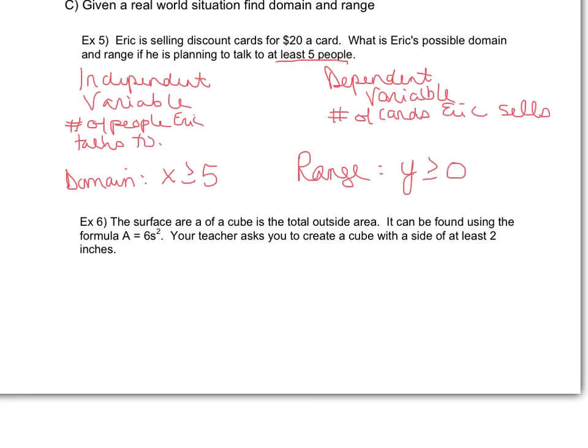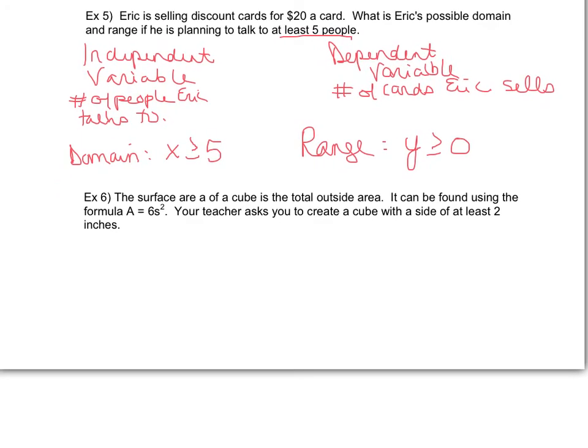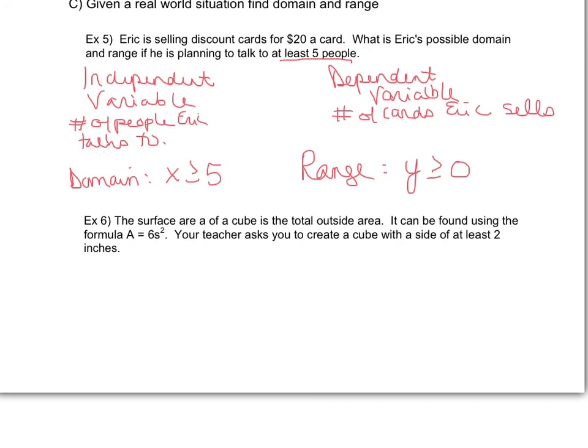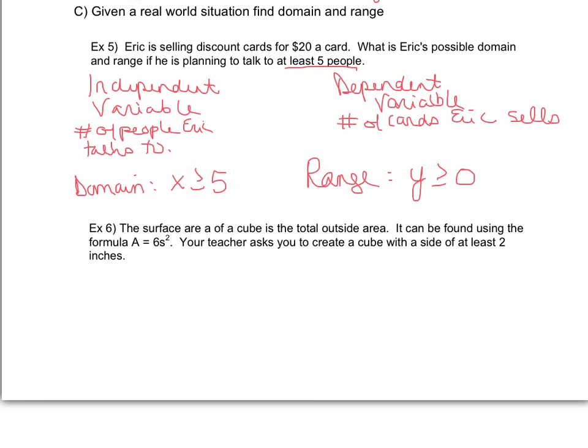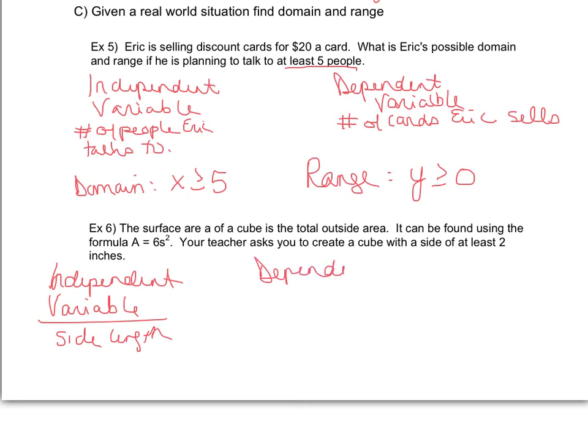Looking at the last example, I'm told the surface area A of a cube is the total outside area. It can be found by using this formula. And your teacher asks you to create a cube with a side of at least 2 inches. And if you remember from up here, my directions were to find the domain and range. So again, I need to know what is my independent variable. Well, doesn't area depend on my side length? So I'm going to go ahead and say my independent variable is my side length. And therefore, my dependent variable, as I just mentioned, my area depends on my side length. So I'm going to go ahead and say my dependent variable is my area.